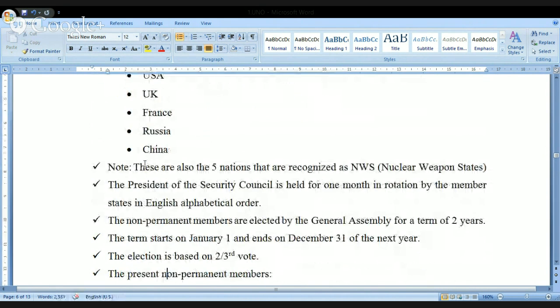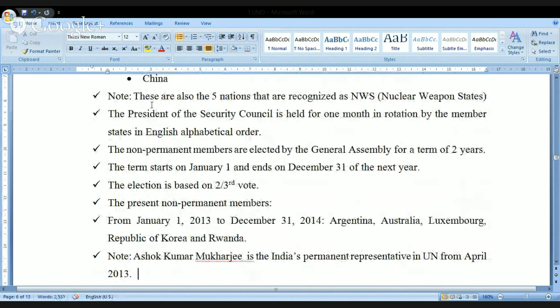Look at this. Some miscellaneous points I have given you. Have a look at this. So this is also helpful for us to understand the other concepts later. These are also the 5 nations that are recognized as nuclear weapon states, meaning only these countries are permitted to possess the nuclear weapons. So this is one bigger issue as far as countries like India are concerned. Look at this. One important thing that is going on in India today.